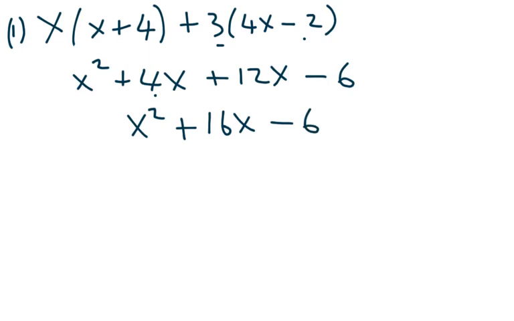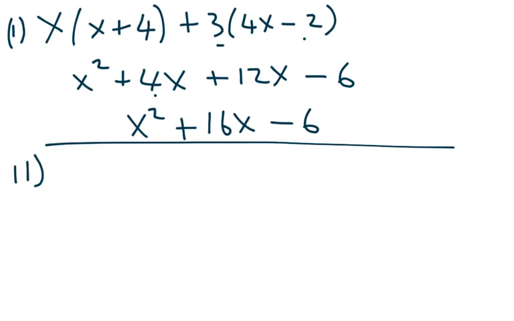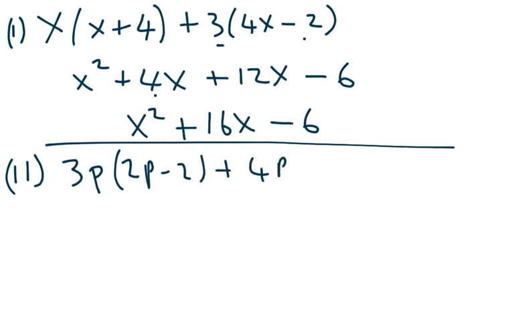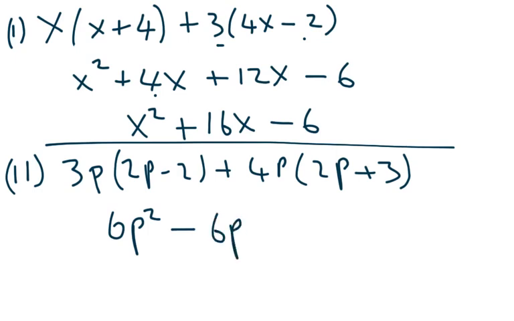All right, let's have a go at the next one. One more example like this. Question 2. Let me see. I've got 3p into 2p minus 2, plus 4p into 2p plus 3. Let's multiply these out. So 3p by 2p is 6p squared, minus 6p, because that's 3p by minus 2.